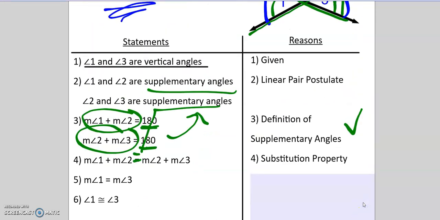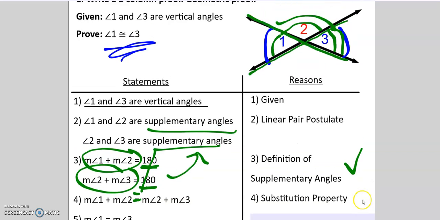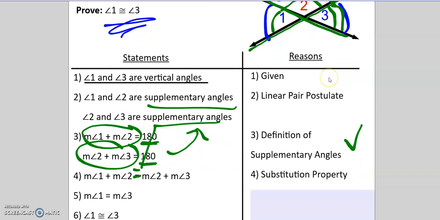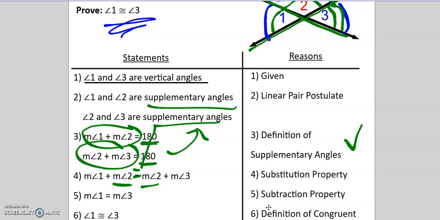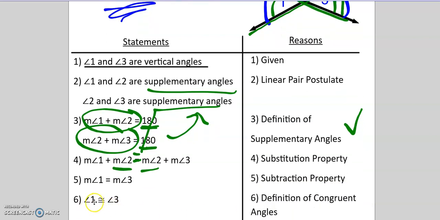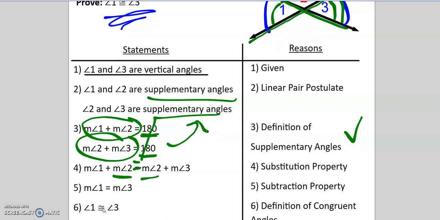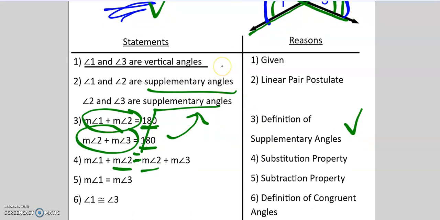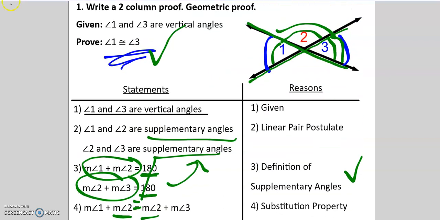By the substitution property, we can set measure of angle 1 plus measure of angle 2 equal to measure of angle 2 plus measure of angle 3. Notice, guys, there's angle 2 on both sides. So we can subtract measure of angle 2 from both sides by the subtraction property. And lastly, when we go from measurements of angles being equal to each other, by definition of congruent angles, we can say angle 1 is congruent to angle 3, and that's what we were trying to prove all along, by definition of congruent angles.